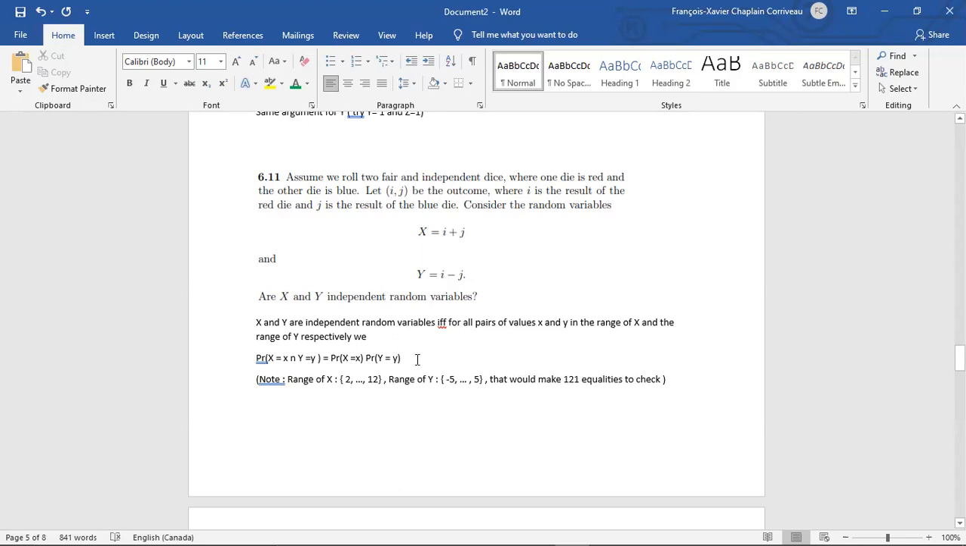Okay, so the point is, odds are these two things are not independent. So now can you think of two values of X and Y that will disprove this? So two values such that this equality is not true. Yes. Sure. So what did you think of? What was your reasoning here?